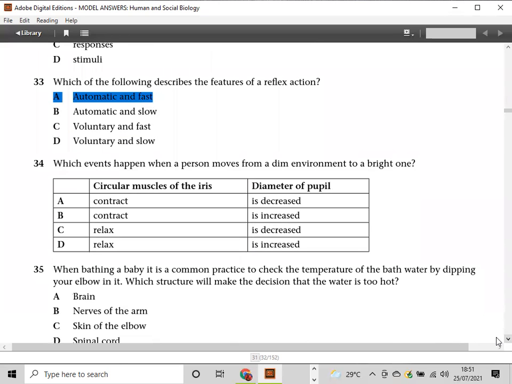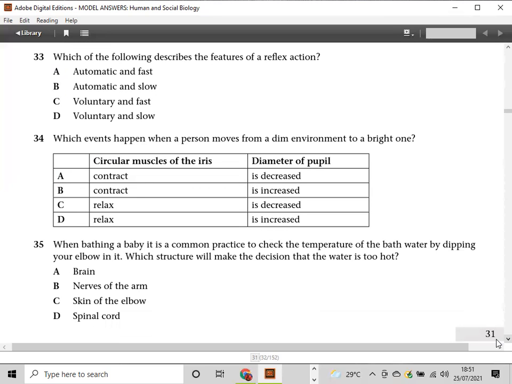Which events happen when a person comes from a dim environment to a bright one, and that is A, the circular muscle of the iris contracts and the diameter of the pupil is decreased. Think about it, in darkness you have an increase. Someone was having a discrepancy with that. 35.